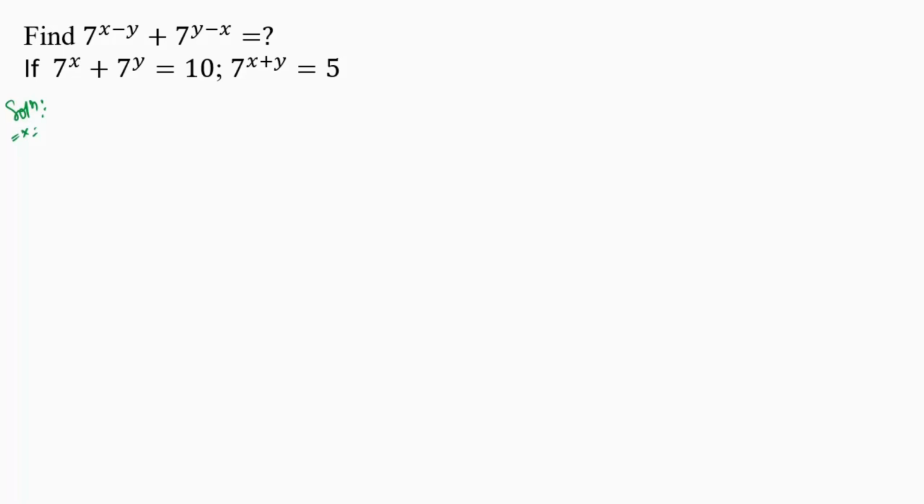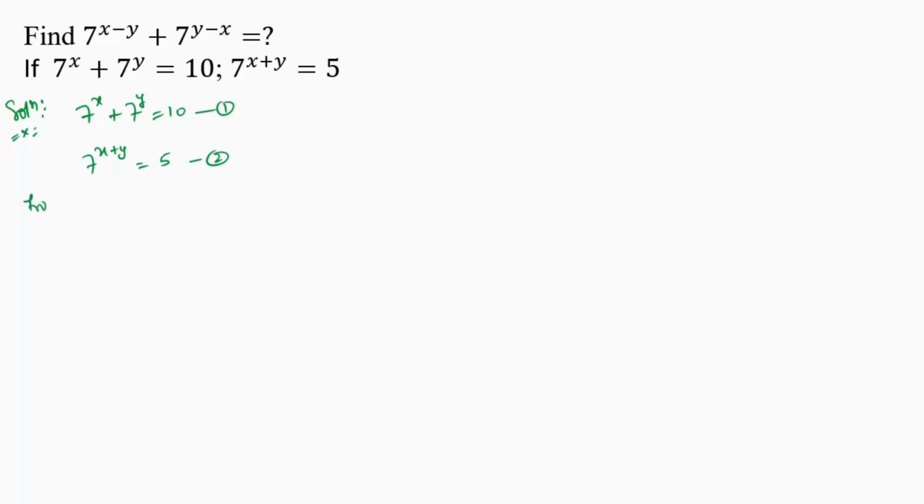Today we are going to solve this very tricky math problem in which we are given certain equations and we have to find the value of 7 raised to power x minus y plus 7 raised to power y minus x. So we are given 7 raised to power x plus 7 raised to power y equals 10. Name this equation as 1, and 7 raised to power x plus y equals 5. Now name this equation as 2.